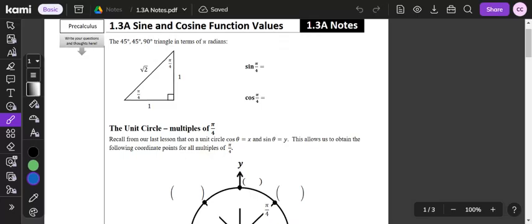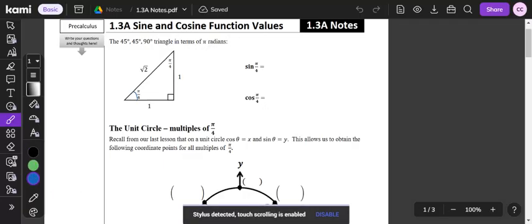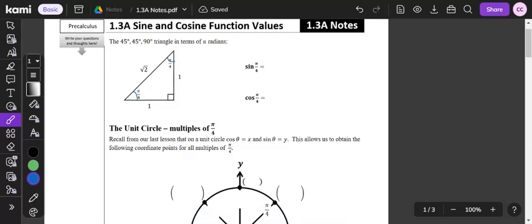So for sine and cosine function values, remember we are no longer talking about triangle ratios. We're now talking about distances on a graph, and we use circles to help us do that. So right here I have a 45, 45, 90-degree triangle in terms of pi radians. So I no longer am marking these angles in degrees. I'm marking them in radians. So first thing that should tell you is pi over 4 radians is the same as 45 degrees.